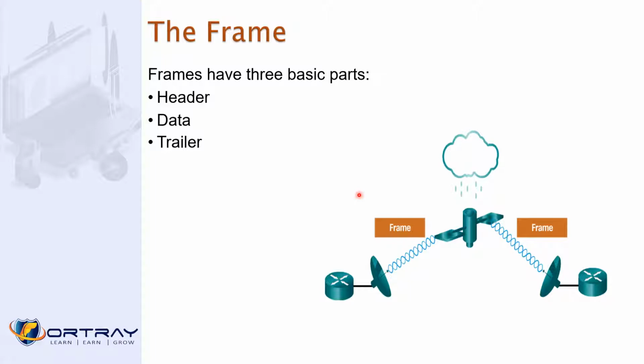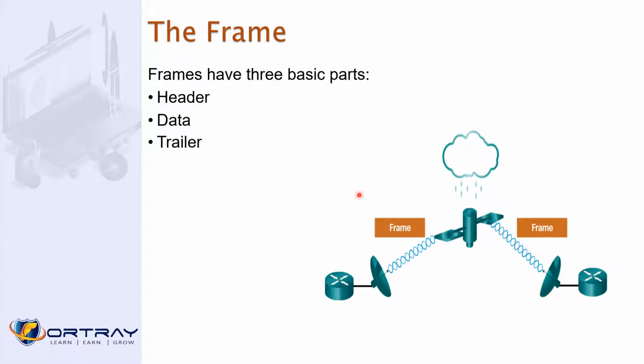Whenever you say frame at layer 2, first of all, it means we are talking about the data link layer. We're not talking about any other layer. If I say IP or layer 3, it means we're talking about the network layer. If I say TCP, UDP, we're talking about the transport layer. So a frame has three portions: header, data, and trailer.